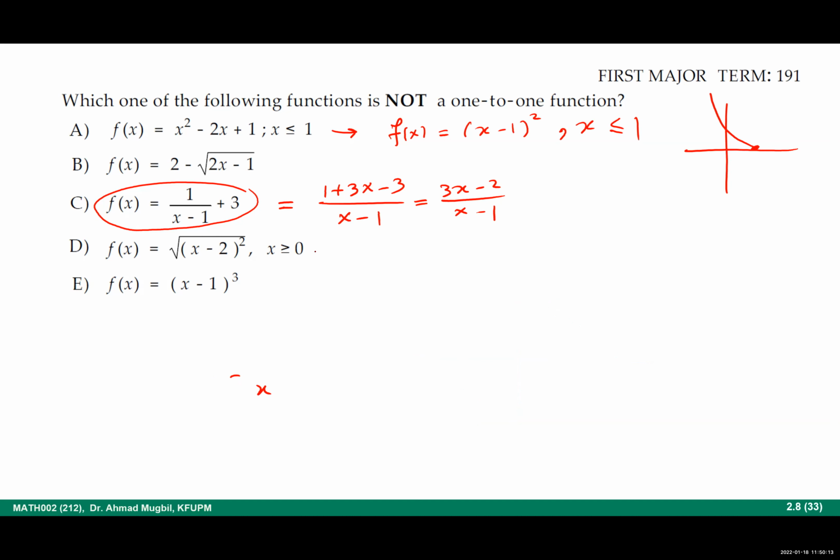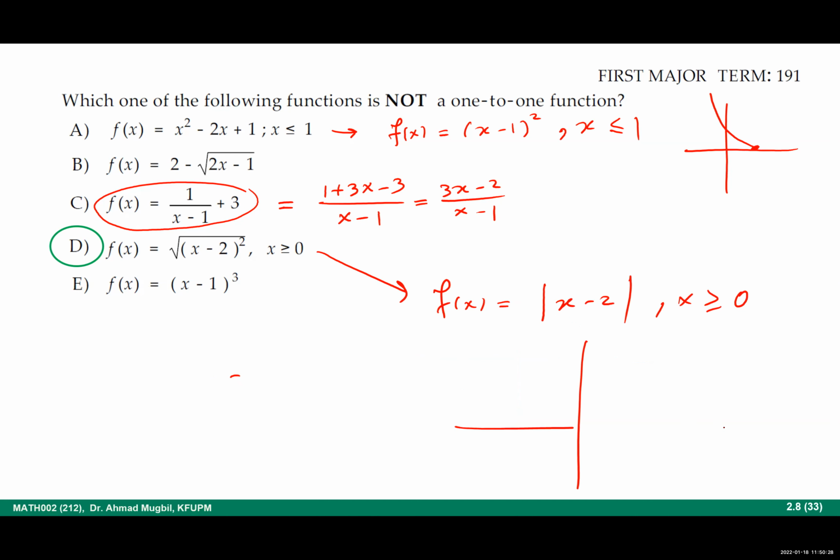So the problem is at D. In fact, you are right. The answer is D. The function here is the absolute value of x minus 2, and x is greater than or equal to what? 0. He didn't say 2. If he said 2, it would be one-to-one. So now for this function, the vertex is here, and he said x greater than or equal to 0. So it is like this. At 0, it is 2. So this is the graph of this function. Because if you sketch a horizontal line here, it will intersect it more than once.